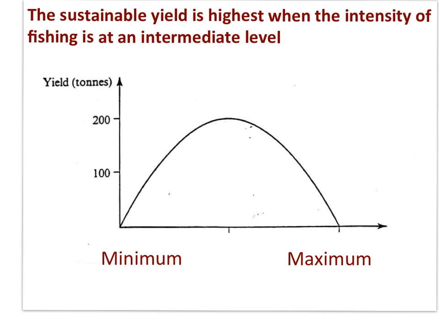This graph appears similar to the last one, but pay close attention. This displays sustainable yield over intensity of fishing. And it should make sense that if fishing intensity is very small, there is no yield. If fishing intensity is very, very high, yield would go down due to the loss of the fish stock. But at an intermediate level of fishing intensity, we produce the most yield, a sustainable yield.